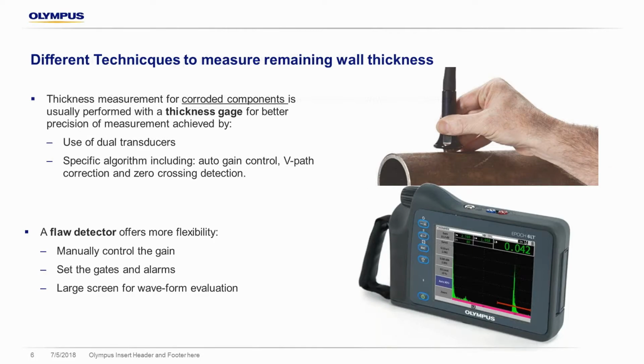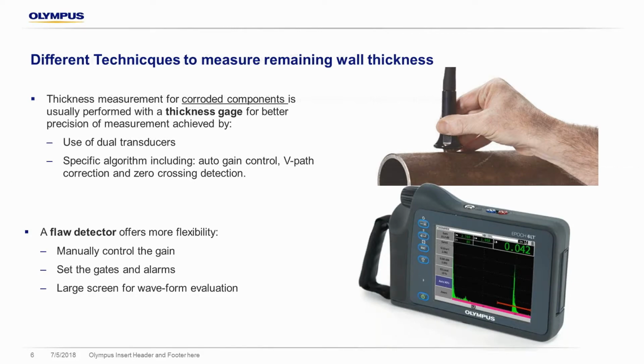Now, what would be the technical issues to measure the remaining wall thickness? If we do thickness measurement on corrosive components, usually performed with a thickness gauge for better precision of measurement, this would be achieved by the use of a dual transducer, as I said previously, and using a specific algorithm to include auto gain control, V-path correction, and zero crossing detection.